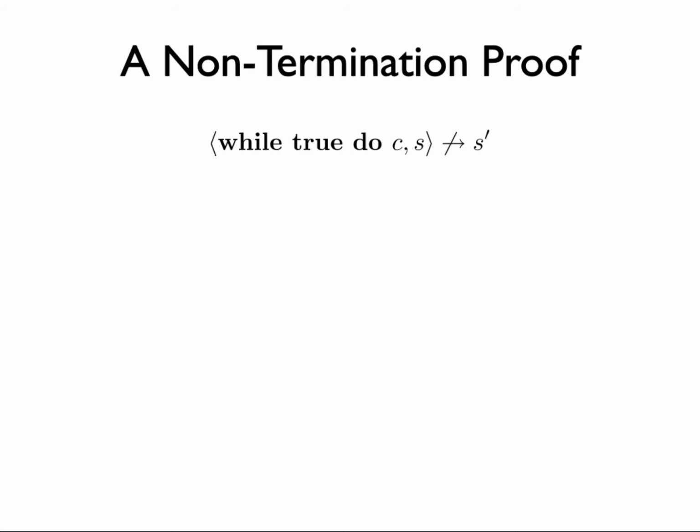Now, as I said before, when I was talking about inductive definitions, a proof by induction is proving a property of every element of the thing you just defined. So in the case of an operational semantics, a proof by induction will typically be a safety property.